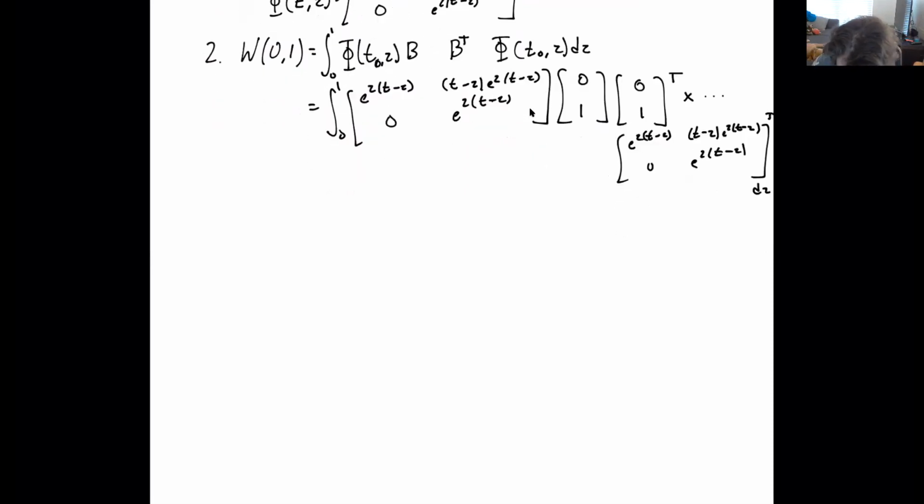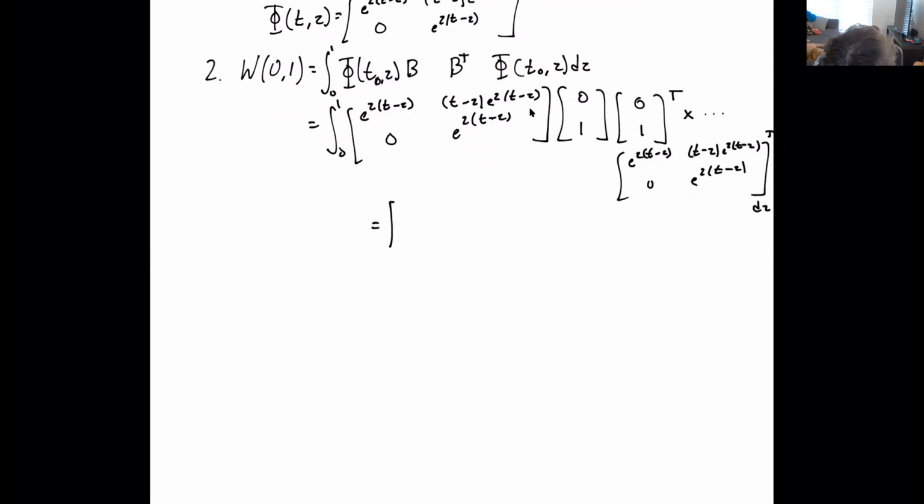All right, so without going through all the computations, this should lead us to this matrix here: tau squared e to the negative 4 tau, negative tau e to the minus 4 tau, negative tau e to the minus 4 tau, and e to the minus 4 tau, d tau.